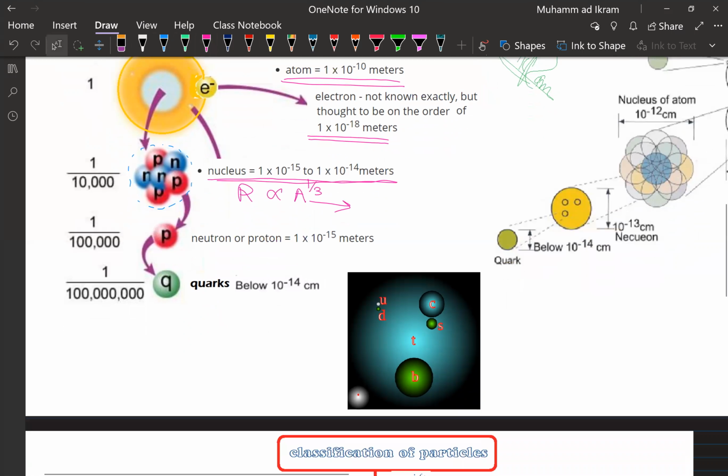And then if you pick one proton out of the whole story, the proton is of the size of 1 into 10 to the power minus 15 meter, the same as the size of the hydrogen nucleus. And then you will find quarks, ranging below 10 to the power minus 14 centimeter. And the quarks further consist of up, down, top, bottom, charm, and strange. And I will explain this to you.